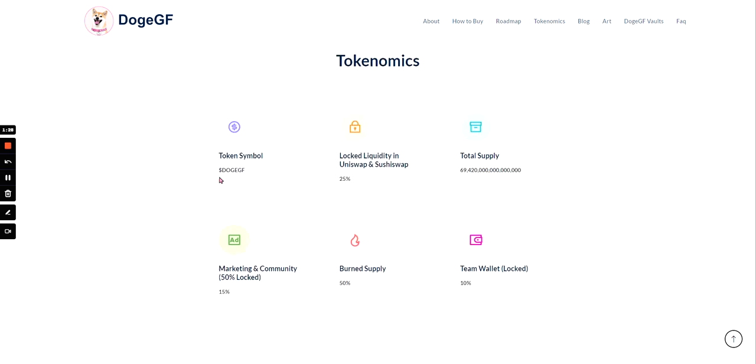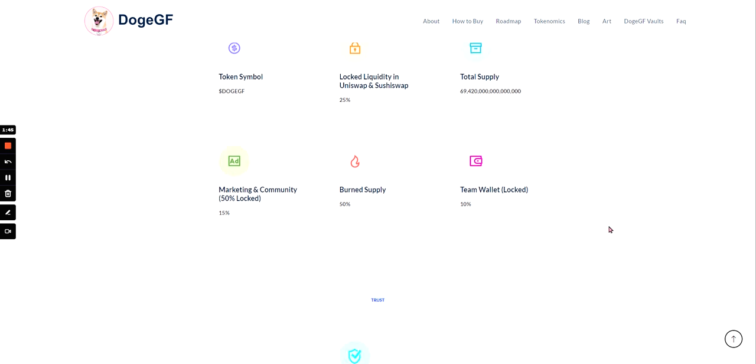Their tokenomics, as I said earlier, their token symbol is dollar Dogegf. Locked liquidity in Uniswap and SushiSwap is 25%. Total supply is 69 quadrillion, 420 trillion. 15% marketing and community, but 50% locked. Burn supply 50%, team wallet locked 10%.